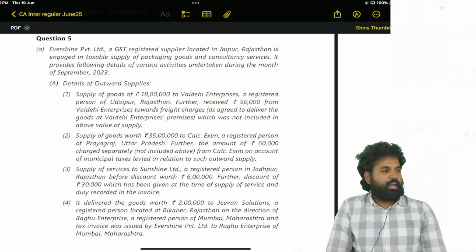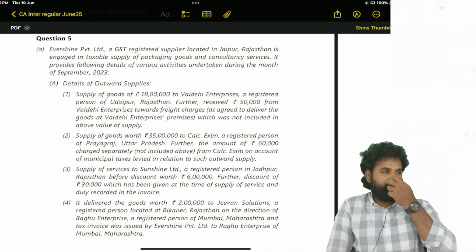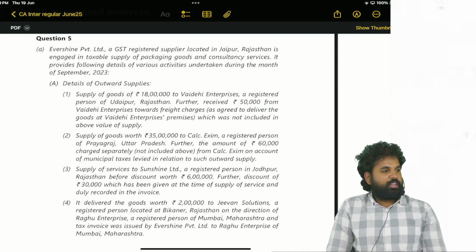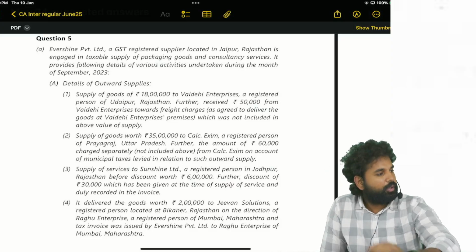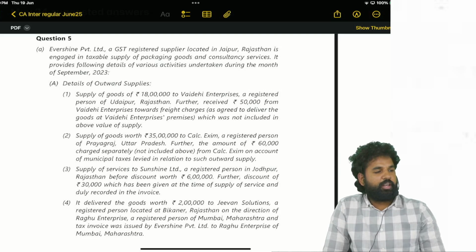Supply of goods 18 lakhs to Vaidehi Enterprises, registered person of Udaipur, Rajasthan. Further received 50,000 from Vaidehi Enterprises towards freight charges as agreed to deliver the goods at Vaidehi Enterprises premises, which was not included in the above value. What is the value of supply here? Freight charge is an incidental expense, that shall be added. So 18 lakhs plus 50,000.